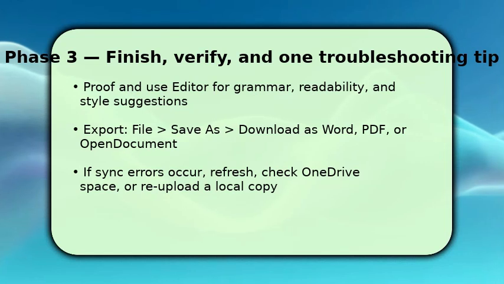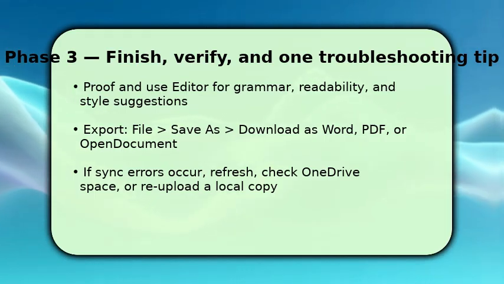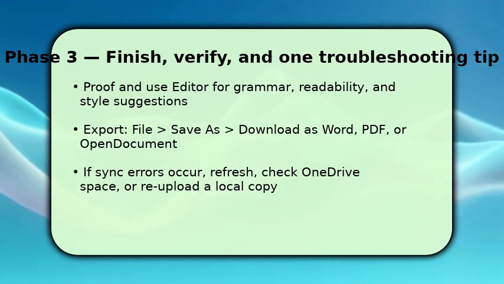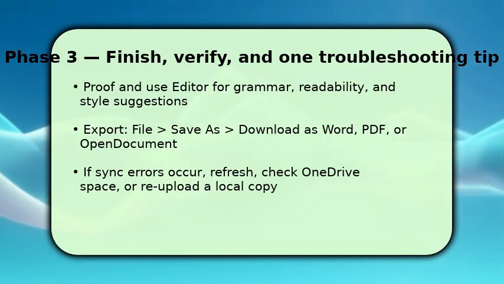You finish by running a final check. Use Review Editor for grammar and clarity, and inspect headings for accessibility. Once satisfied, go to File Save As and choose Download as Word or PDF to share externally. If someone needs offline edits, select Open in Desktop app for advanced features and resync later.